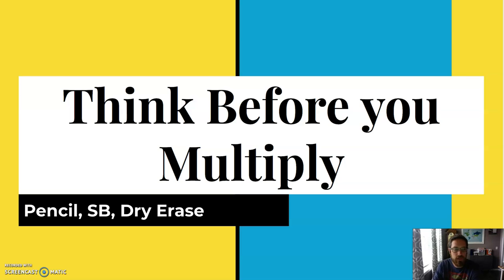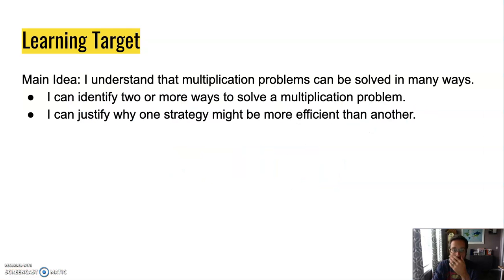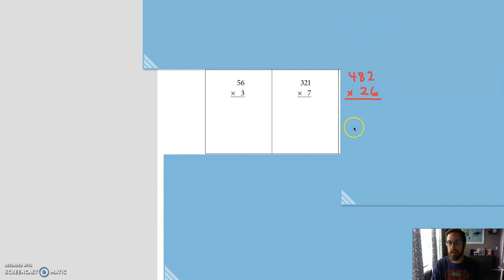So the learning target is just that you understand that multiplication problems can be solved in many ways. There's no one right or wrong way to solve a multiplication problem. Okay, so we're going to go through some examples, and I even did a three-digit by double-digit number so we can see how those are done too.